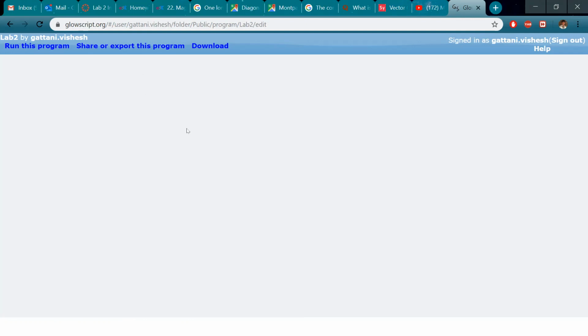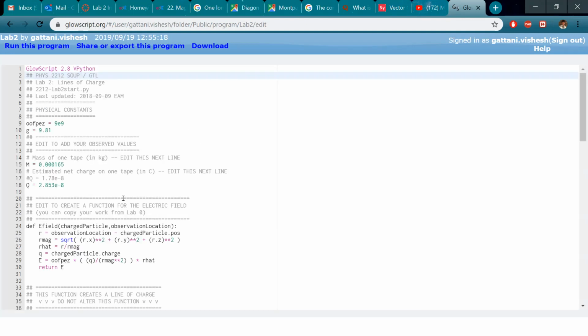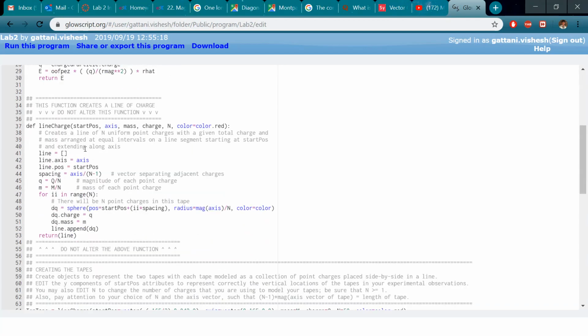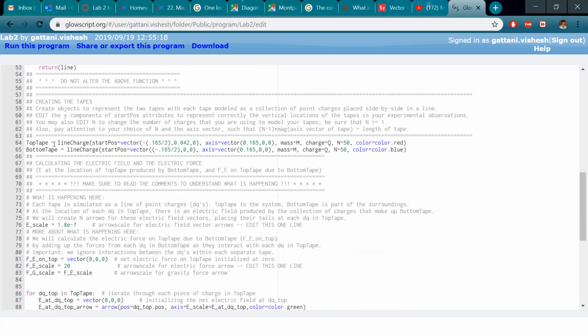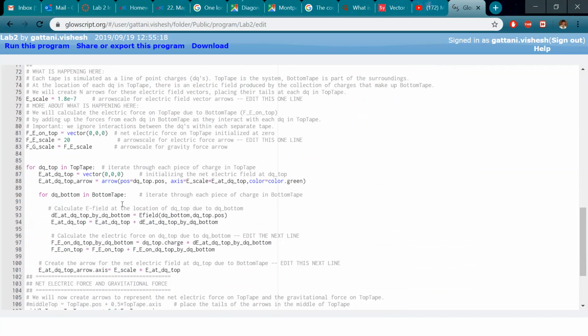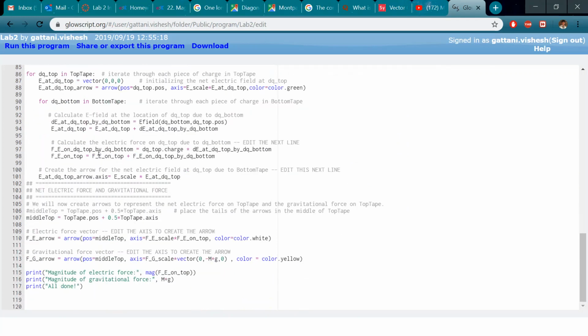And so in the coding section, I'm just going to go over it briefly. I have my constants defined here. I have the function for creating the line of charges, some of the calculations for the top and bottom charges and the little force vectors, and then down here we just printed the results from our lab.